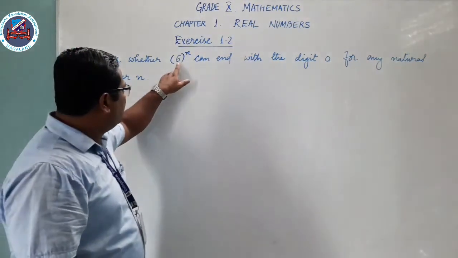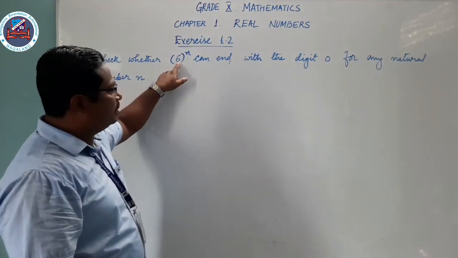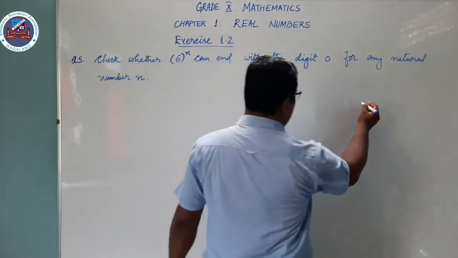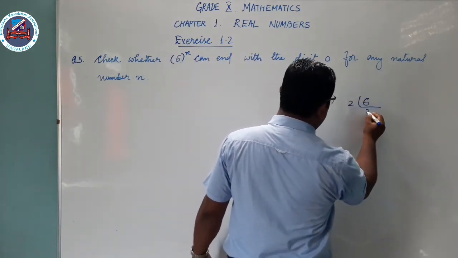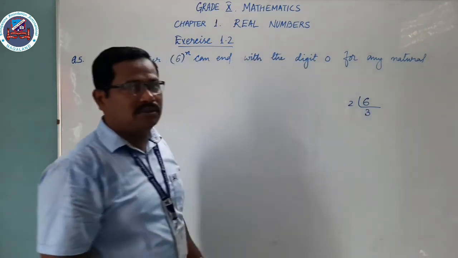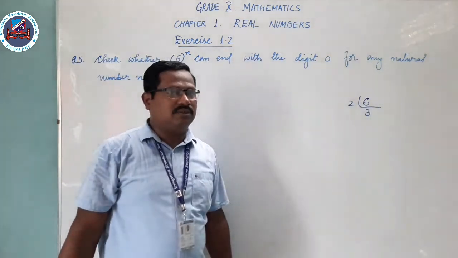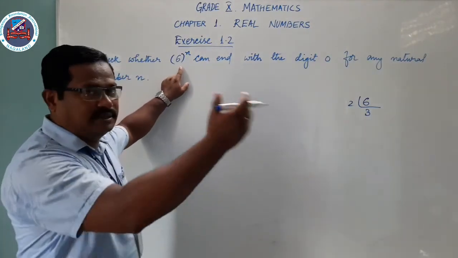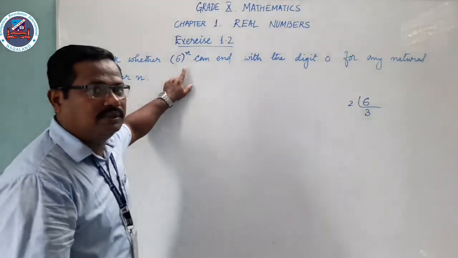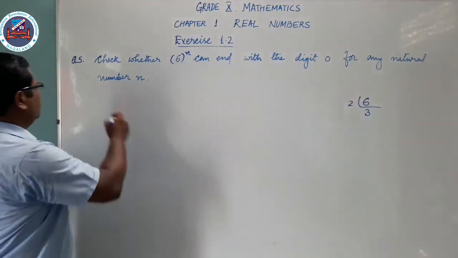So the prime factorization of this base quantity will tell you. Suppose this is 6. If I do prime factorization, 2 times 3 is 6. So here 5 does not occur. If 5 does not occur, then this number will never end with a digit 0. That is to be remembered. You can do this one like this.